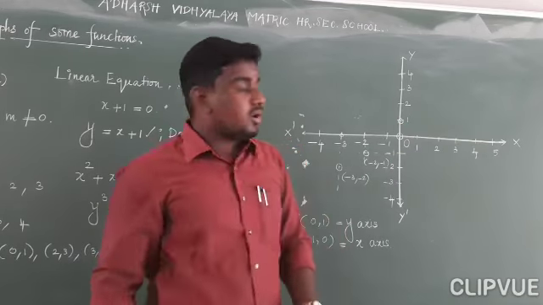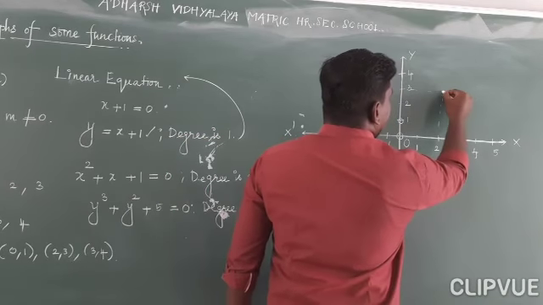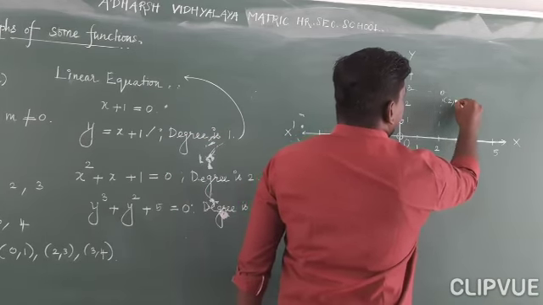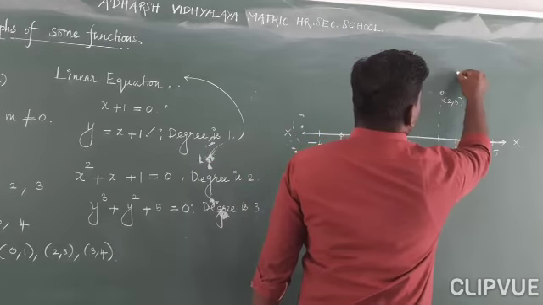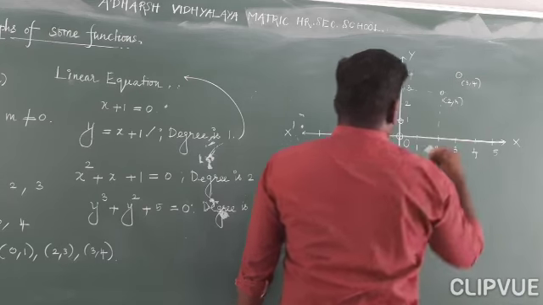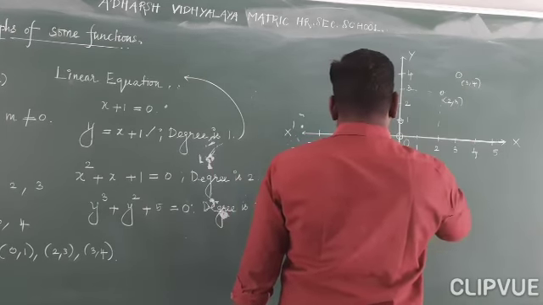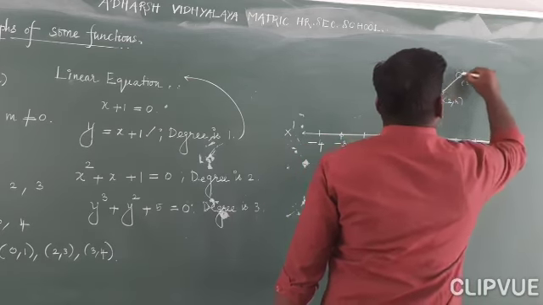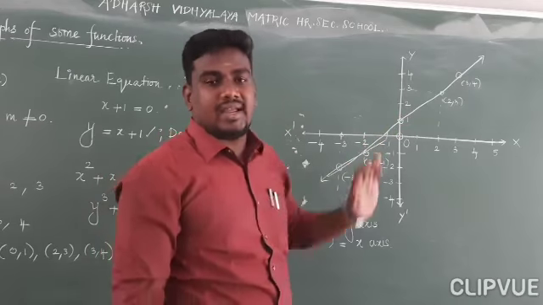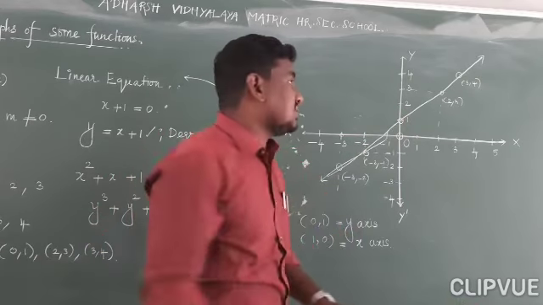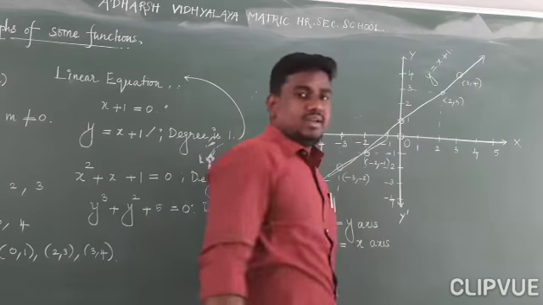Next, the fourth point, 2 comma 3. This is 2, this one is 3. The point of intersection is here. This is 2 comma 3. Next one, 3 comma 4. This is 3, this is 4. So if we join the points, we can get a straight line. This is the required graph of the given function, y is equal to x plus 1.